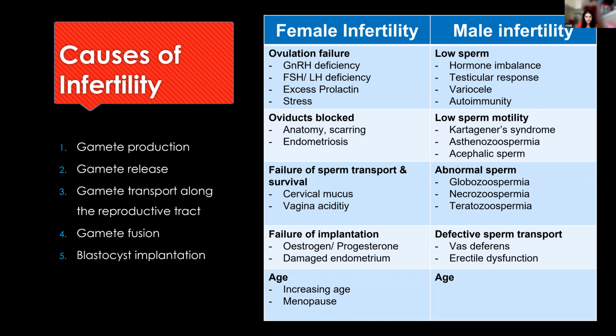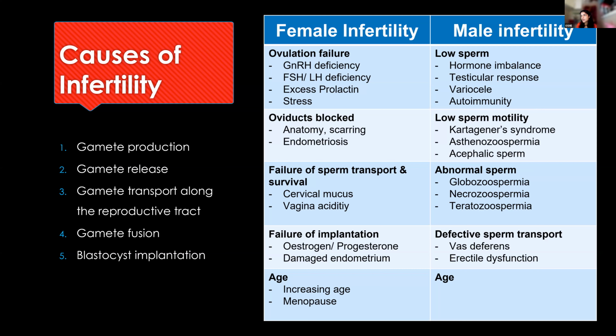Similarly, abnormal sperm. So globozoospermia is when there's no acrosome, sperm have a huge round head and cannot penetrate the egg. Necrozoospermia, so all the sperm are dead. And teratozoospermia means that the sperm have morphological defects such as two heads, two tails, which can inhibit appropriate sperm transport.